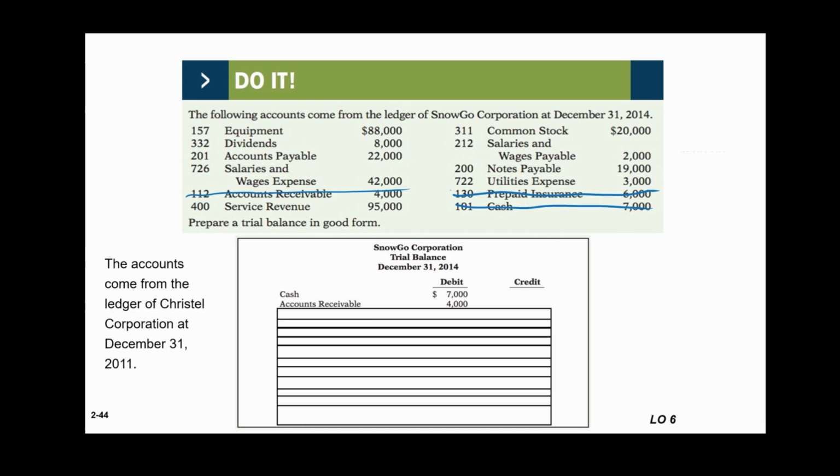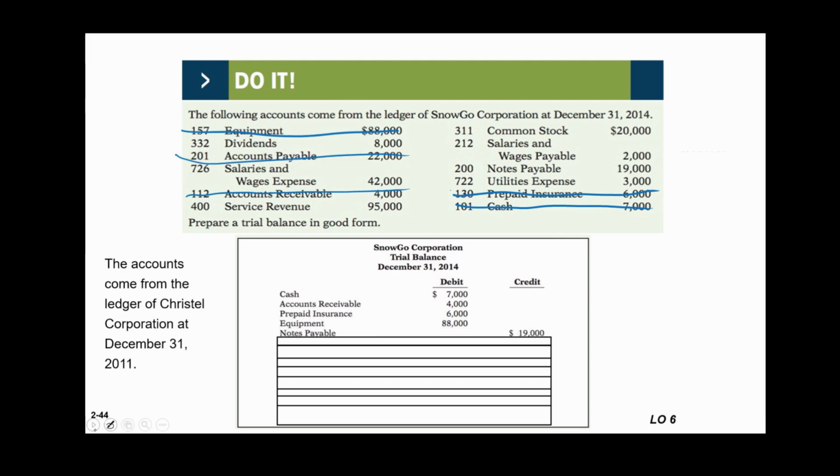Next is, okay, so we did prepaid insurance, 6,000. All these are debits because those are assets. So those are debit accounts, and we put them under debit. Next is equipment, 88,000, again under debit. We're done with the assets. What do we do next? Liabilities, right? The first one is accounts payable, 22,000. And remember, you have to put it under the credit column.